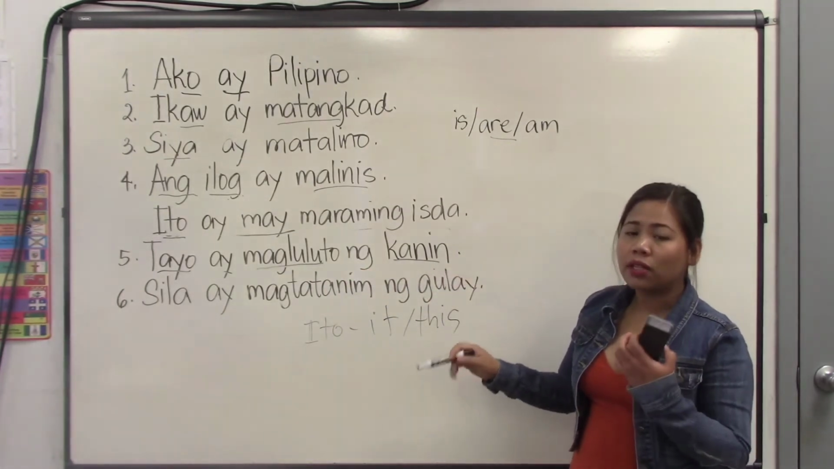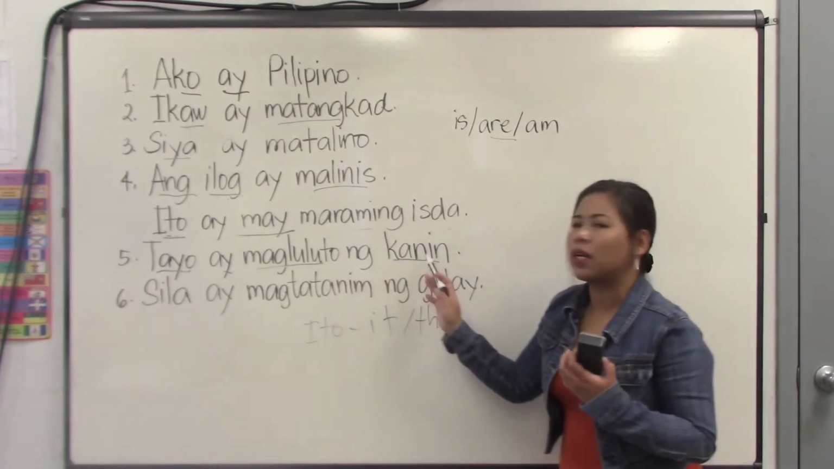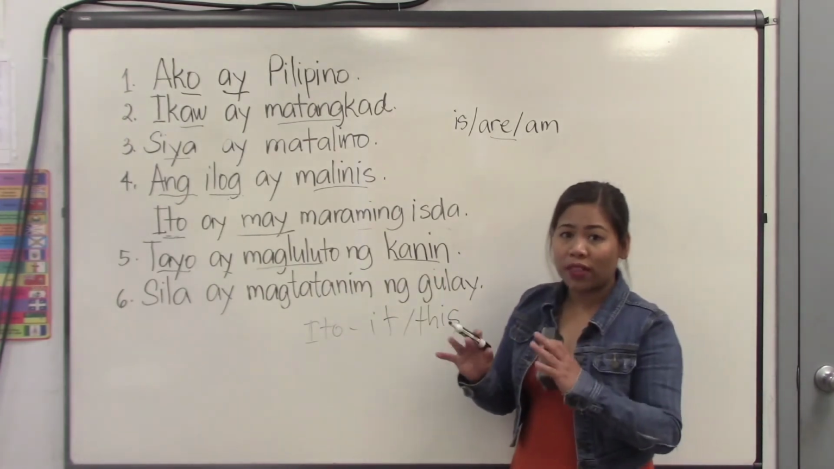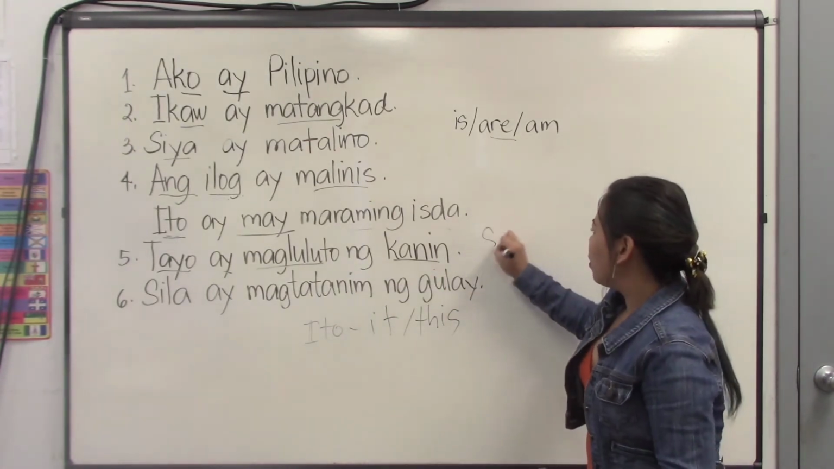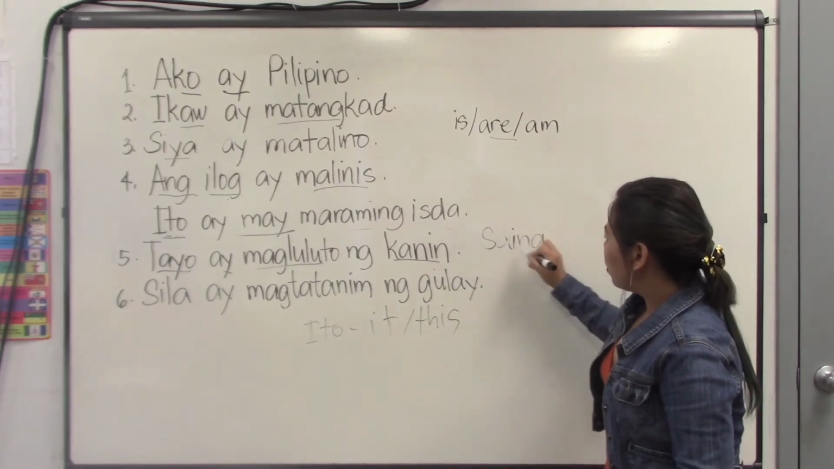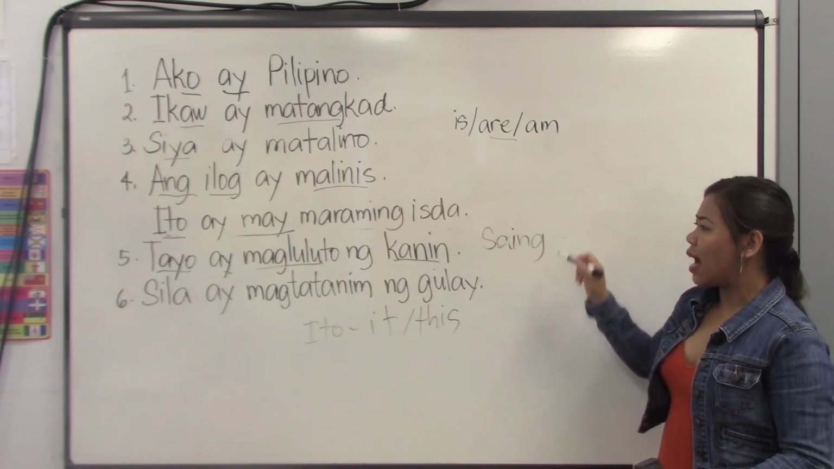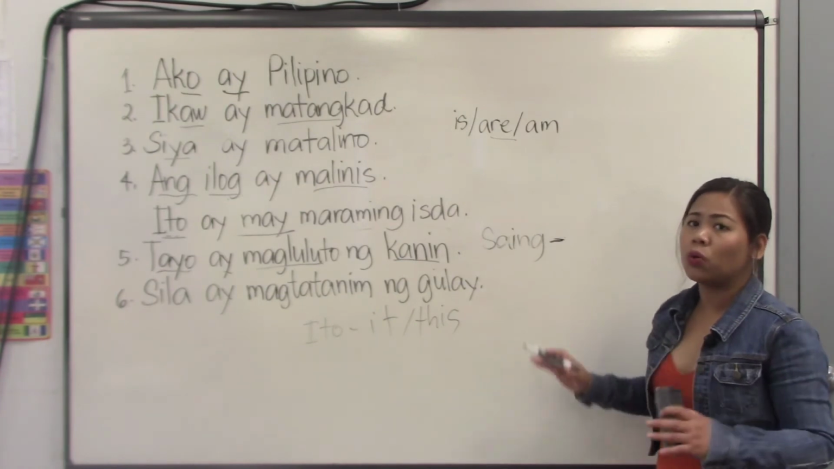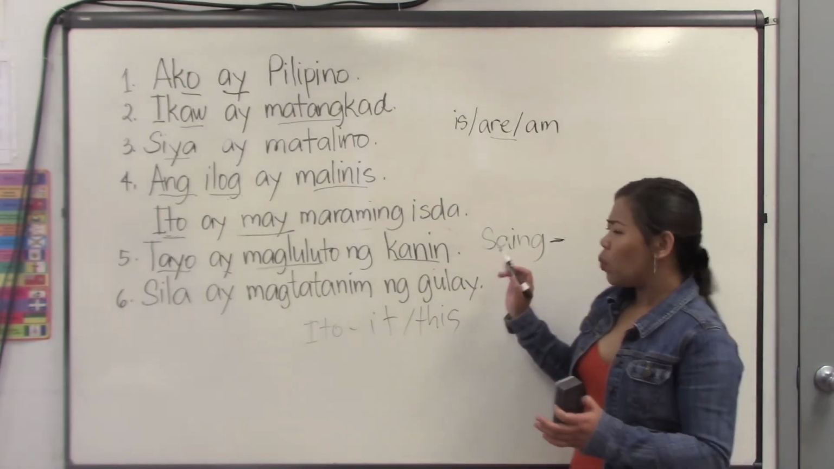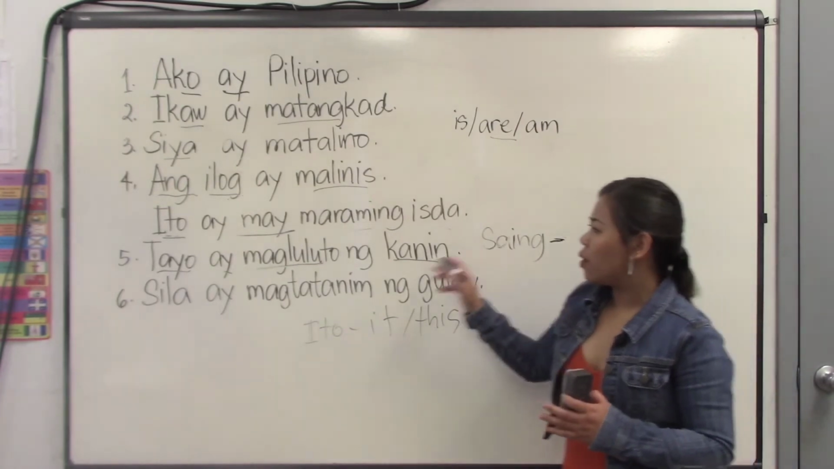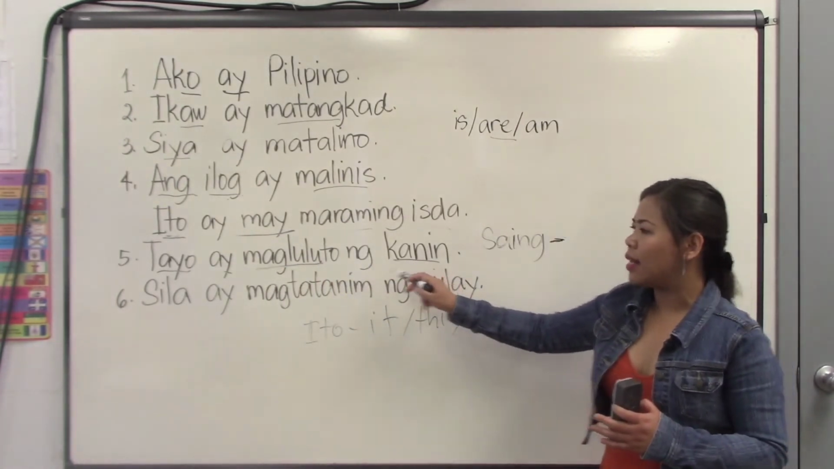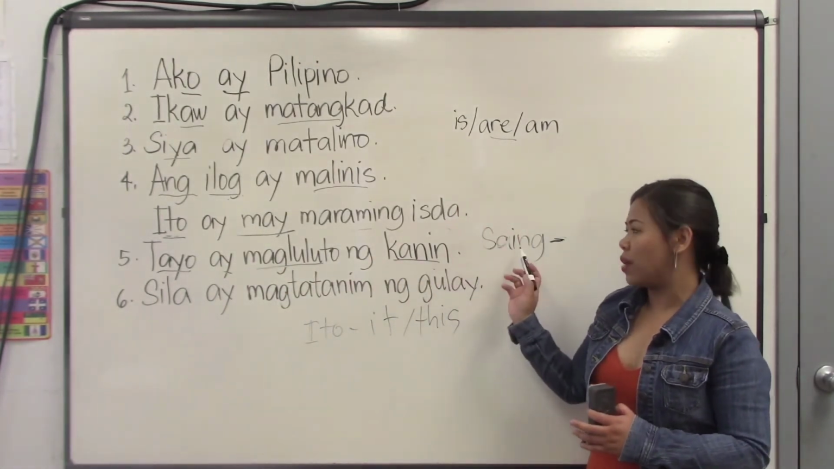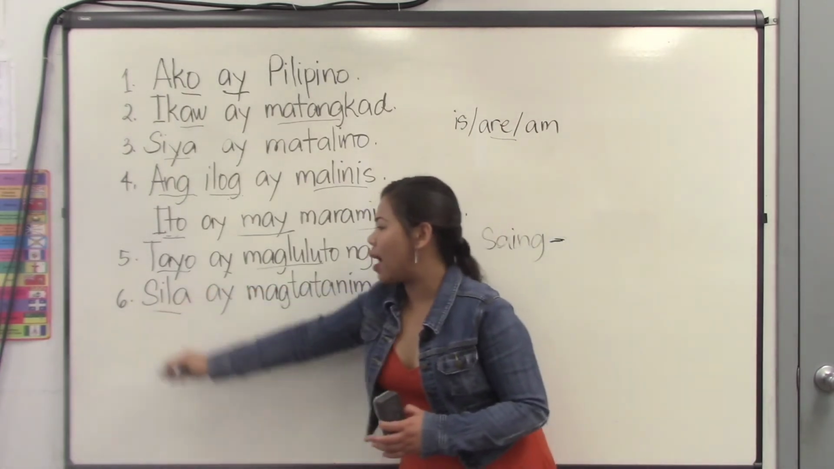Kanin is rice. Or actually in Filipino, we don't really say magluluto ng kanin. We don't say we will cook rice, because for cooking rice, we have a specific word for that, which is saing. Saing. So S-A-I-N-G, saing. This term is just being used when you are cooking rice. You don't do saing with any other food, but only for rice. So tayo ay magluluto ng kanin, or we can say tayo ay magsasaing. It means we will cook rice. Okay? That's tayo. Now sila.